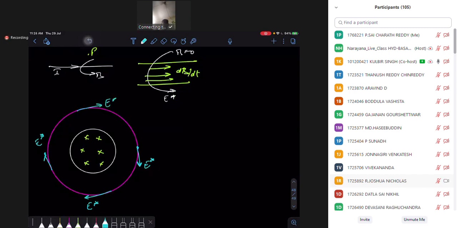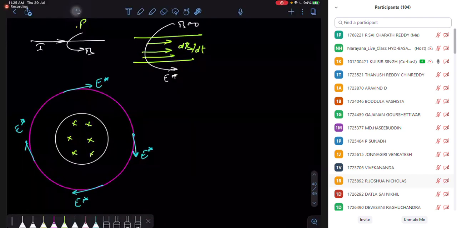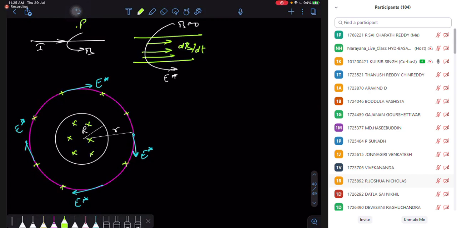In this problem, your magnetic field is decreasing. So my induced magnetic field should support it. And to keep the support, my E star is going to be in the clockwise sense. But how much is my E star outside? E star outside we have derived from Faraday's law. If you remember the result, well and good. If you don't remember, you can easily derive the value of my E star, not a big issue.